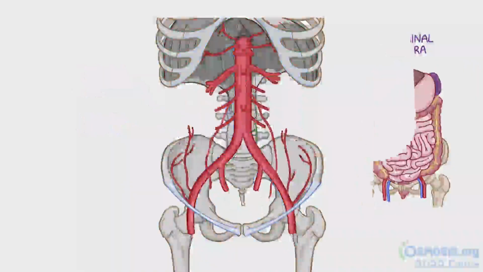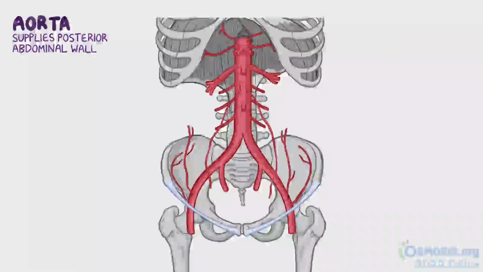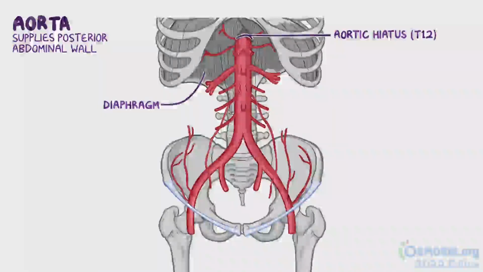Let's start off with the abdominal aorta, which gives rise to most of the arteries supplying the posterior abdominal wall. It transitions from the thoracic aorta to the abdominal aorta, starting at the aortic hiatus, located within the diaphragm, at the level of the T12 vertebra. Then it descends anterior to the vertebral bodies and ends at the level of the L4 vertebra.